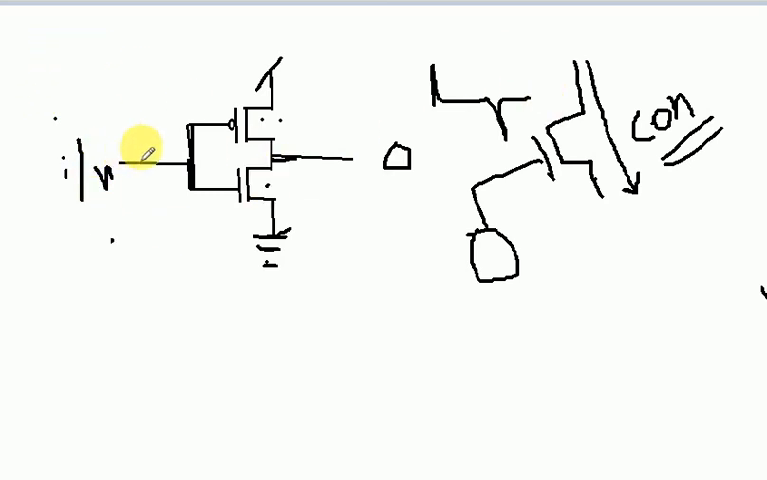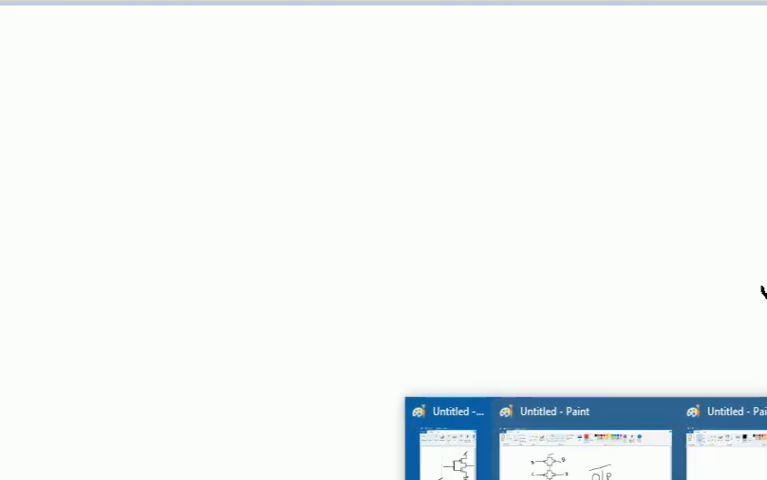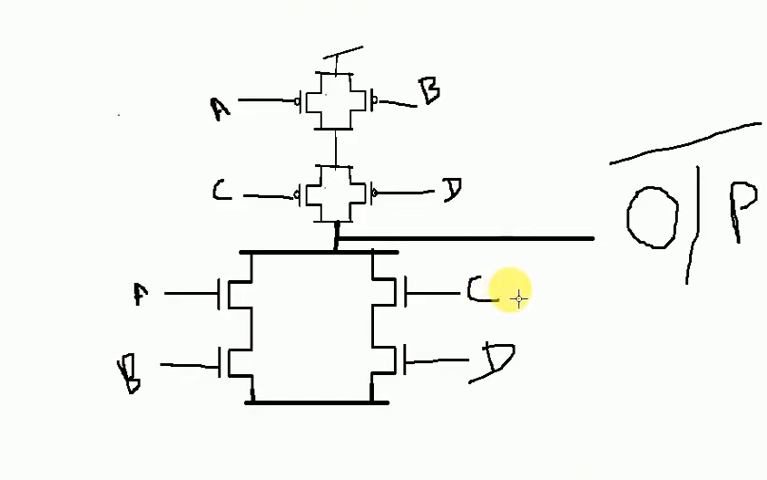And the last thing: here I am telling only about static CMOS design. Now what is static CMOS design? Static CMOS, as you know, has no clock. After that there are many other things like pass transistor, transmission gate, and dynamic CMOS design. I will tell about those another time. So this is static CMOS.